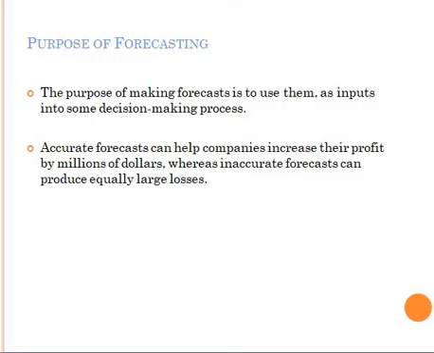Now, what happens if the forecast was accurate? The demand that I forecasted was 100 units, and I had a demand of actually 100 units. This means that I was able to sell my product to the customers. I fulfilled the demand. This means that I got a profit.